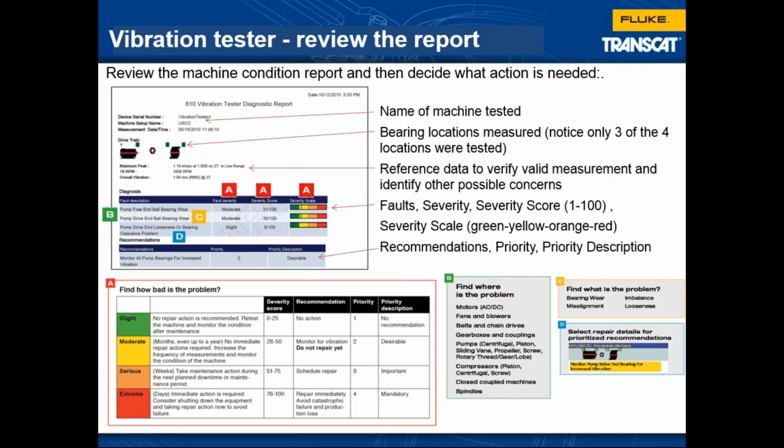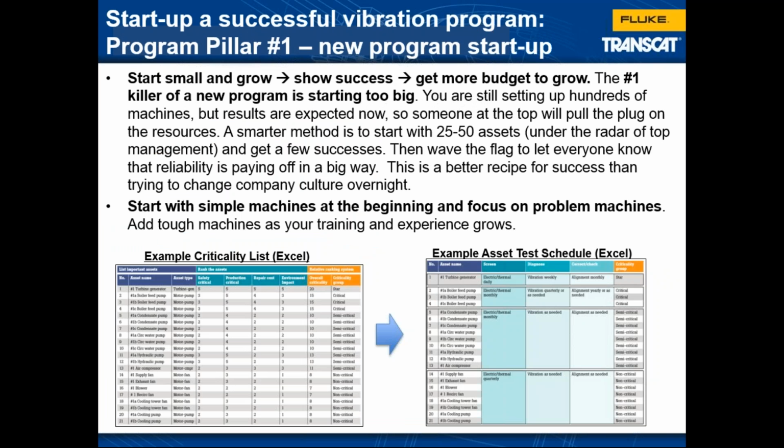Okay, we ran out of time, so we also want to talk a little bit about how to set up a vibration program. Some of the hints we'll give you are start small and grow. The number one killer of a new program is trying to start too big and the program never gets started. Start with 25 or 30 machines, get some successes, document some successes, and get the program started, and then you'll get more buy-in to grow the program.